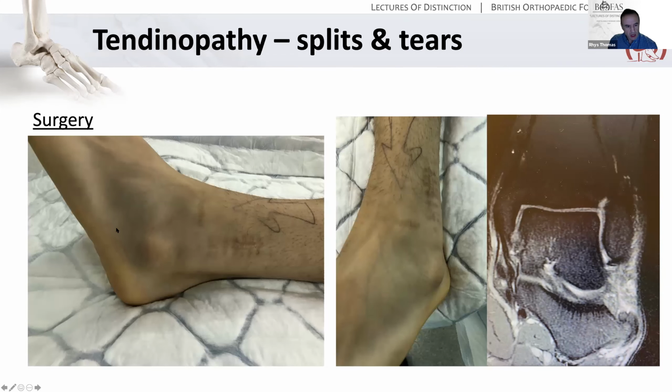So here's just an illustrative case. This is a young rugby player who had a significantly swollen and enlarged peroneal tubercle with his peroneal tendons, particularly his peroneus longus in this case, draped over this edematous enlarged peroneal tubercle. He's already previously had a syndesmosis stabilization.